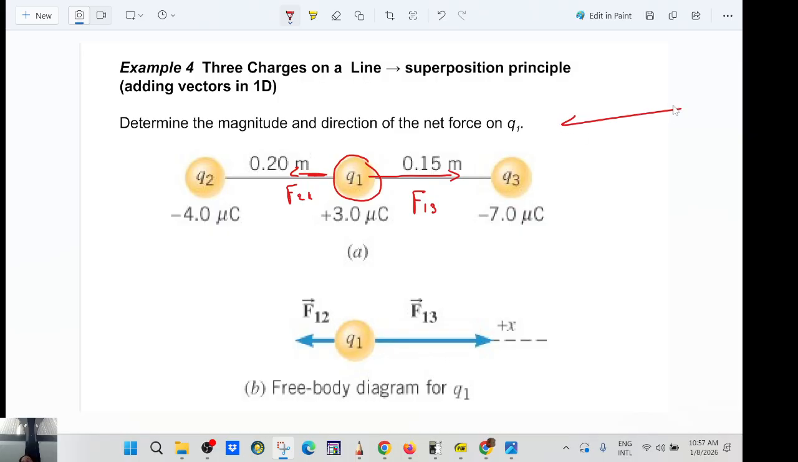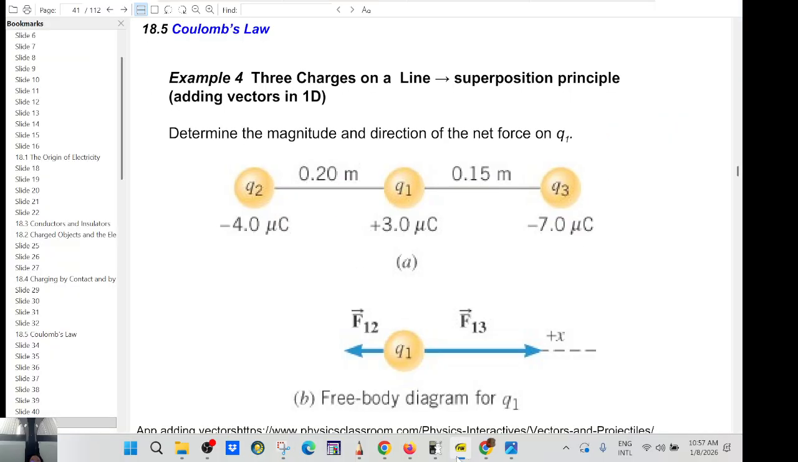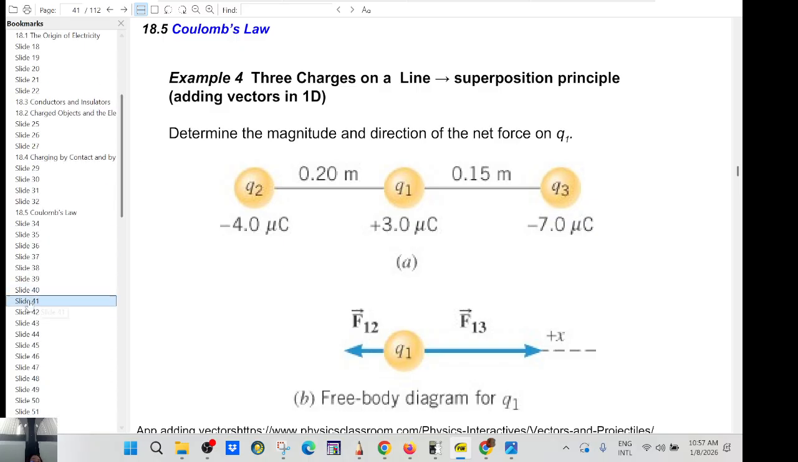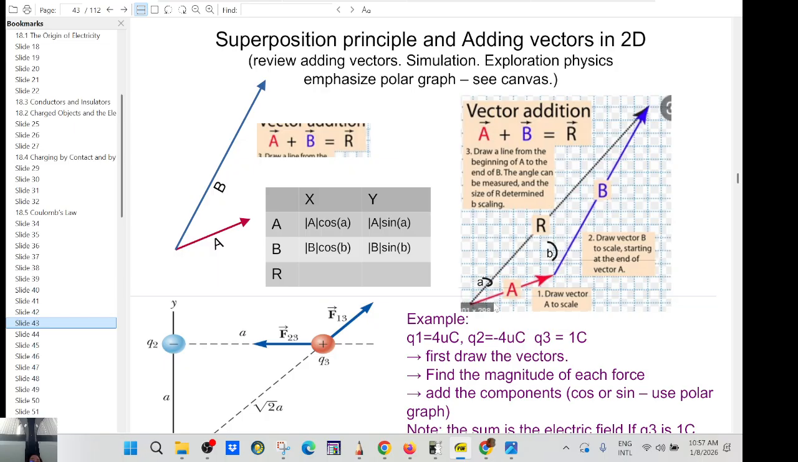But this is a 1D problem, so it's going to be easy. Then the next one, I will get back to that, but the next one will be in 2D. So that's why you need to review how to add vectors. You can go back to Physics 1, the beginning of your textbook, or you can use the tutorial.